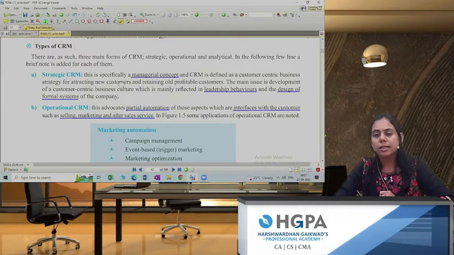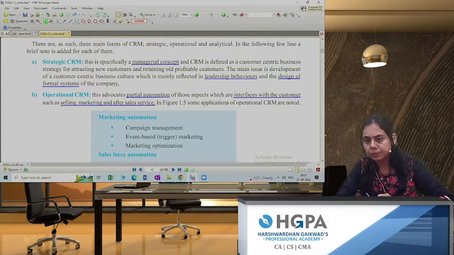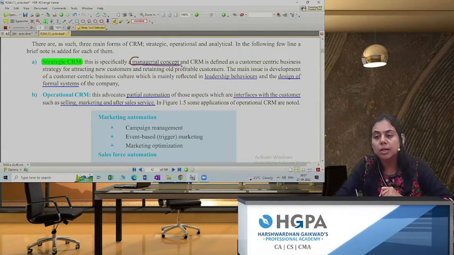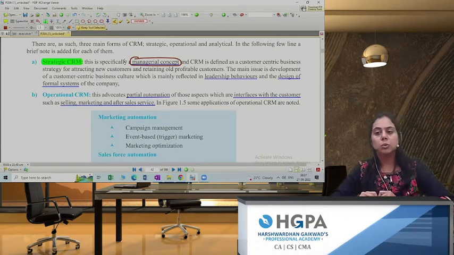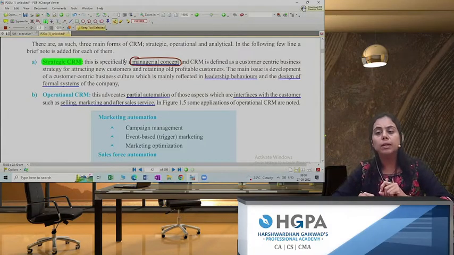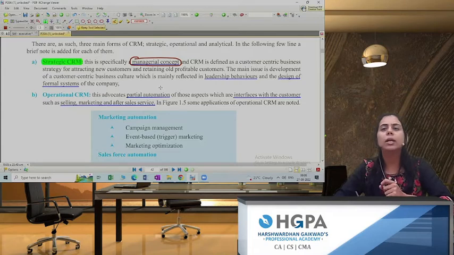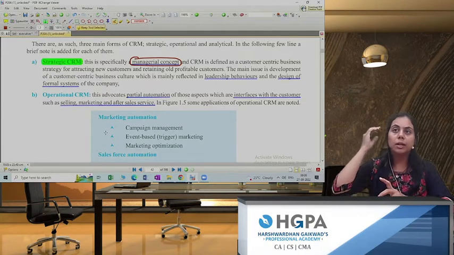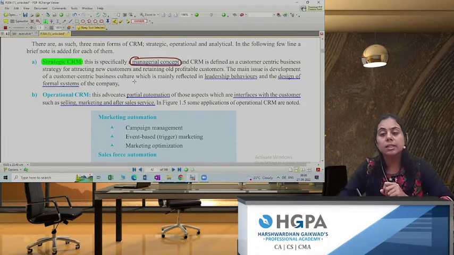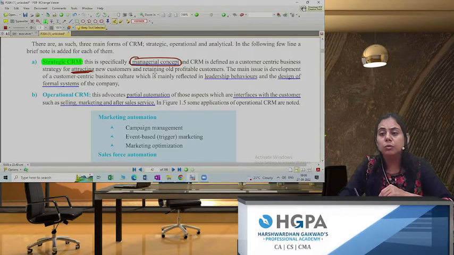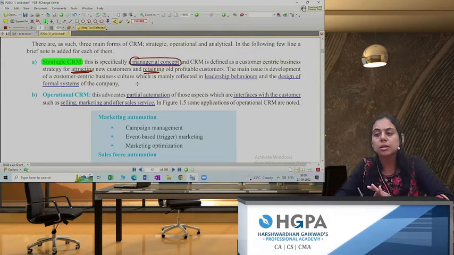Now let's start with the first point. The first one is the strategic CRM. As discussed, strategic CRM is a managerial concept. It is not at the lower level. This part is done by the top level management, and the main purpose is what? Attracting new customers or retaining the old customers. In CRM, in each and every answer, you can write this point: why are we doing CRM? Because we want to attract new customers, and because we want to retain the old customers.